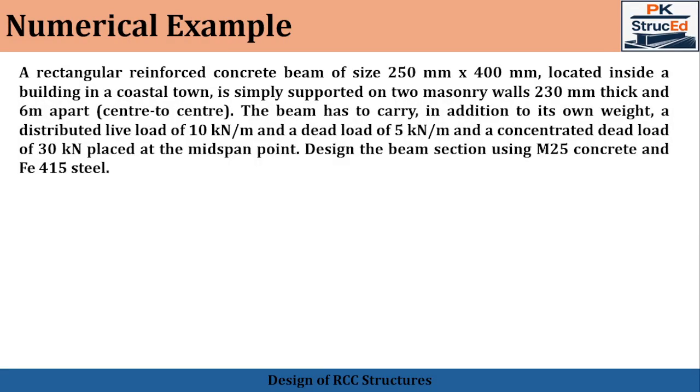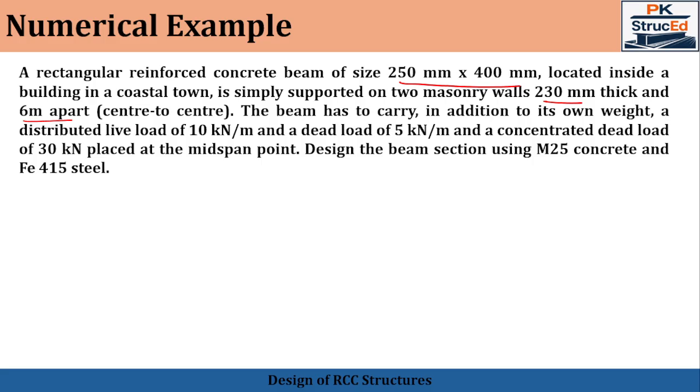Now let us go with a numerical example considering the doubly reinforced section. Here a rectangular reinforced concrete beam has been given with an overall size of 250 mm by 400 mm, which is located inside a building in a coastal town. And this beam is simply supported, resting on two masonry walls of 230 mm thickness, which are 6 meters apart center to center.